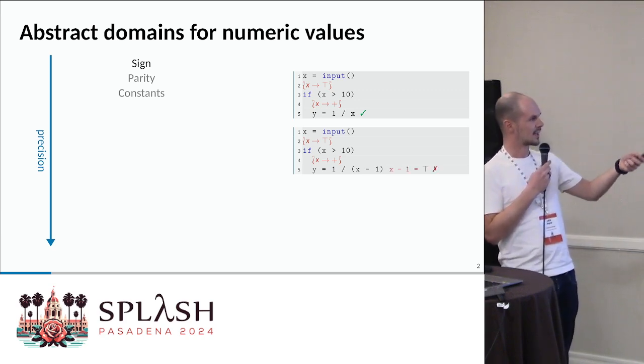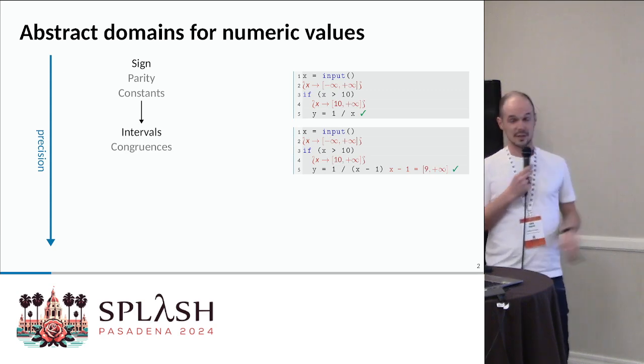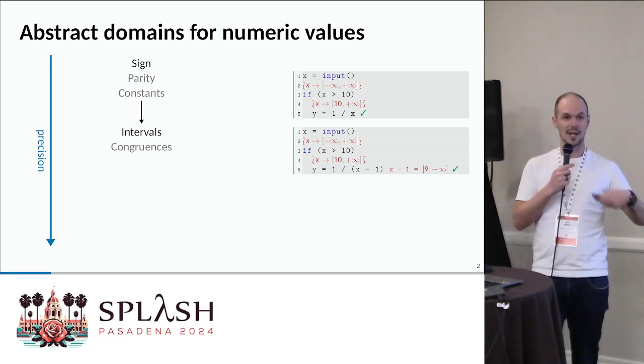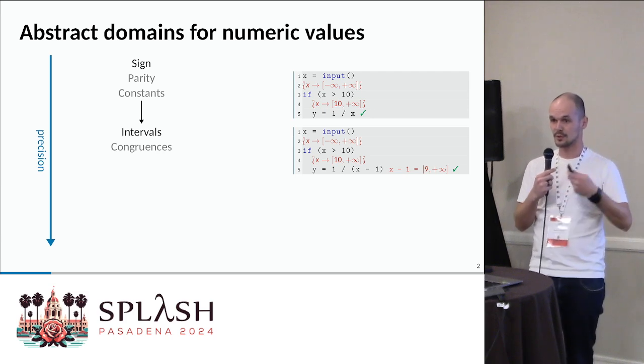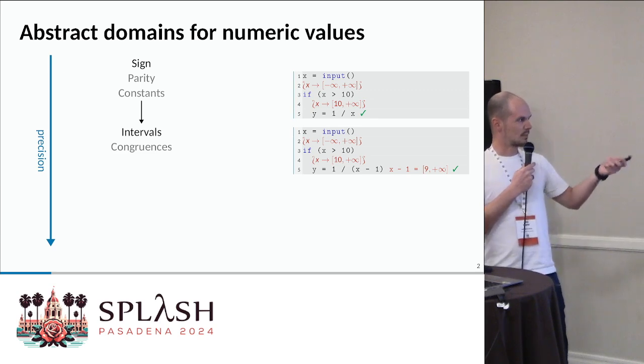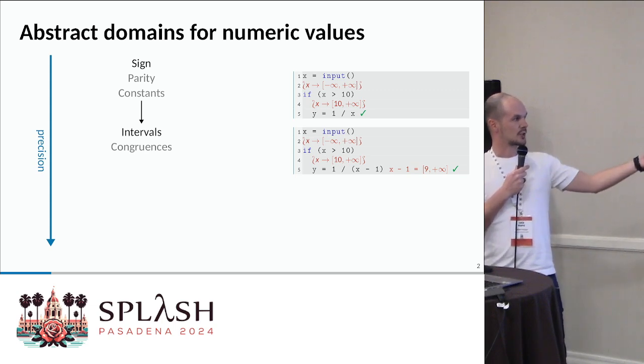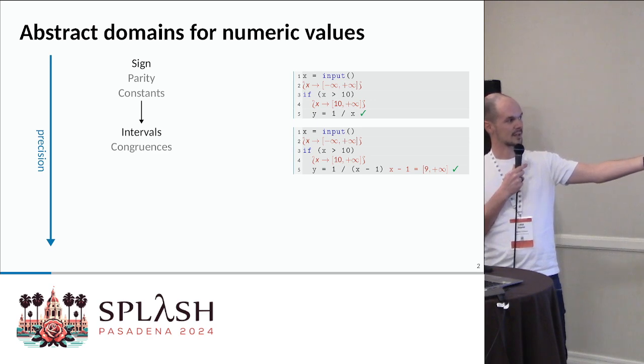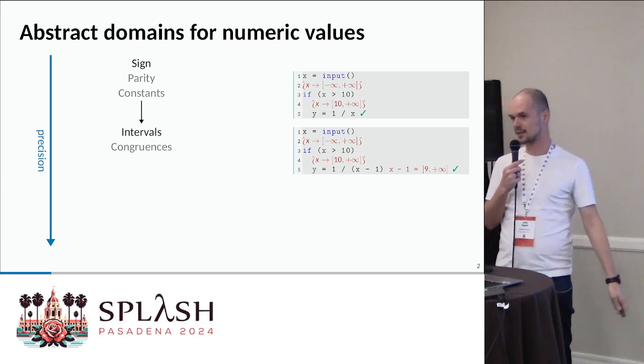Can still be non-relational, but that now allows you to perform some computations and some reasoning over some arithmetic expressions. Two of the most common domains are the intervals and the congruences, and just by switching to intervals, you're able to subtract 1 from x and gain an abstract value that is enough to prove that there's no division by 0 there.